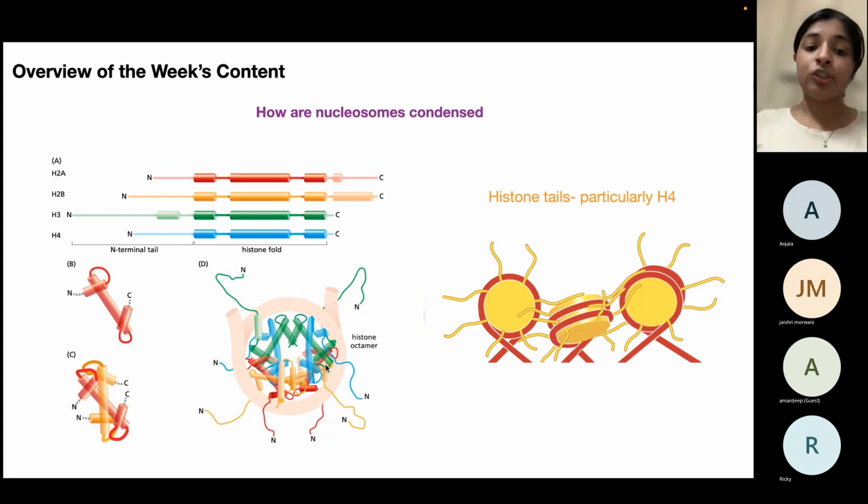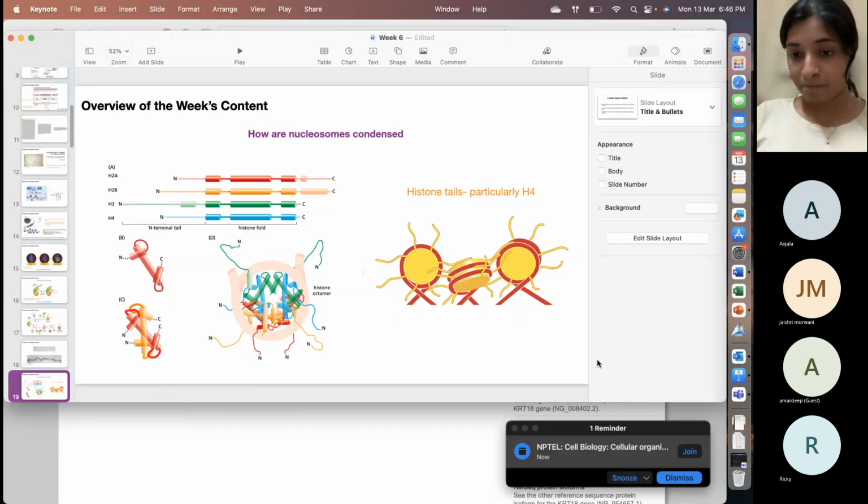This is not packed into the nucleosome. Instead, it is present as hanging regions outside, and this allows it to interact with other tails that are hanging out from other nucleosomal complexes. So among these histone tails, what was found to be most essential was the N-terminal tail of histone 4. That is found to be most essential for nucleosomal condensation.